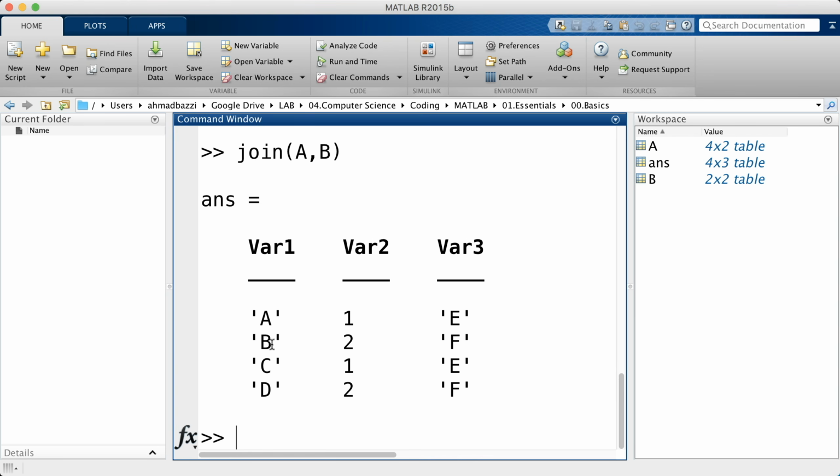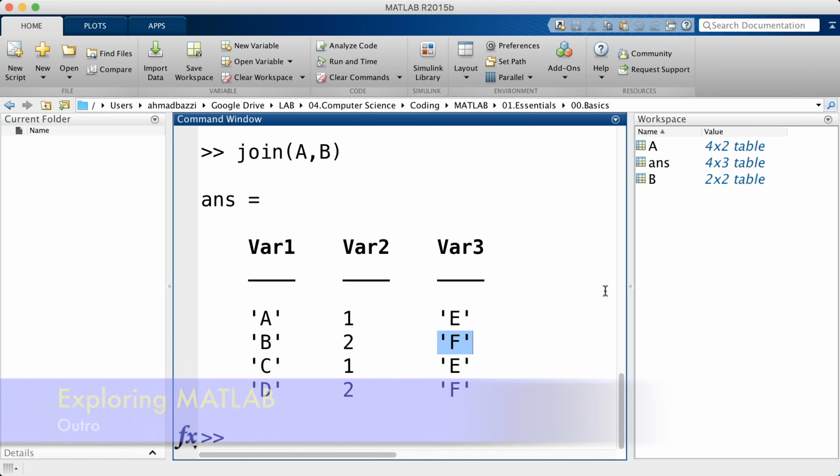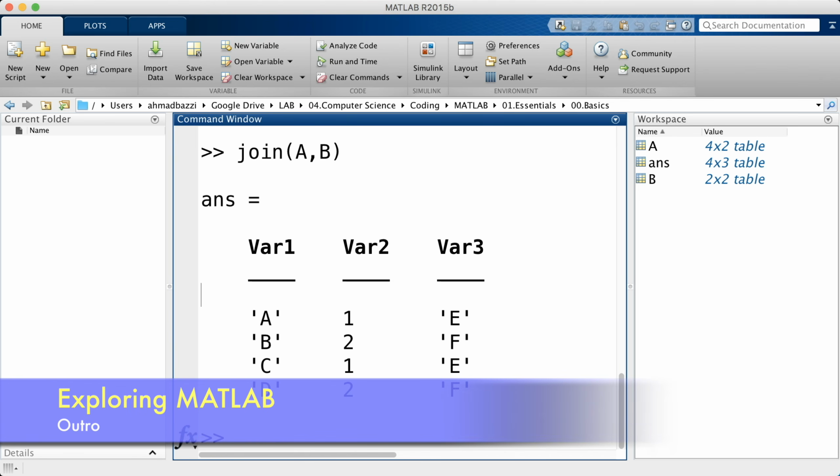You can see A, B, C, D, 1, 2, 1, 2. If it's a 1, then Var3 should be E. If it's a 2, then Var3 should be F. It merges or joins them using the key variables. Okay? So that's about it. That's all I have to say in this lecture.